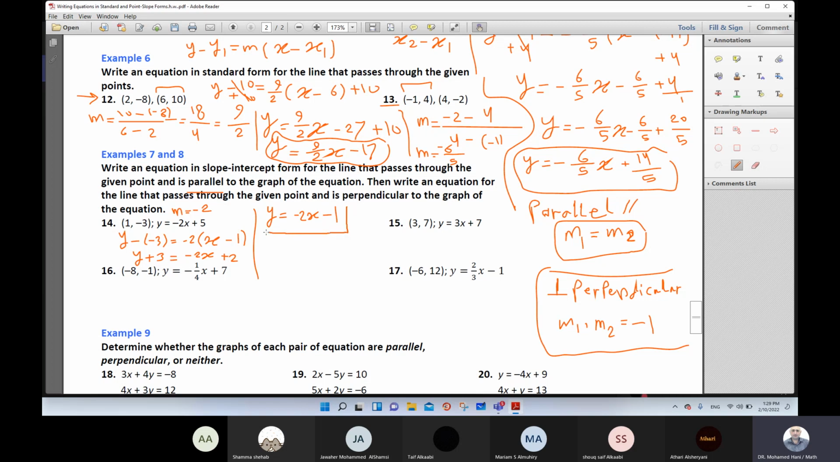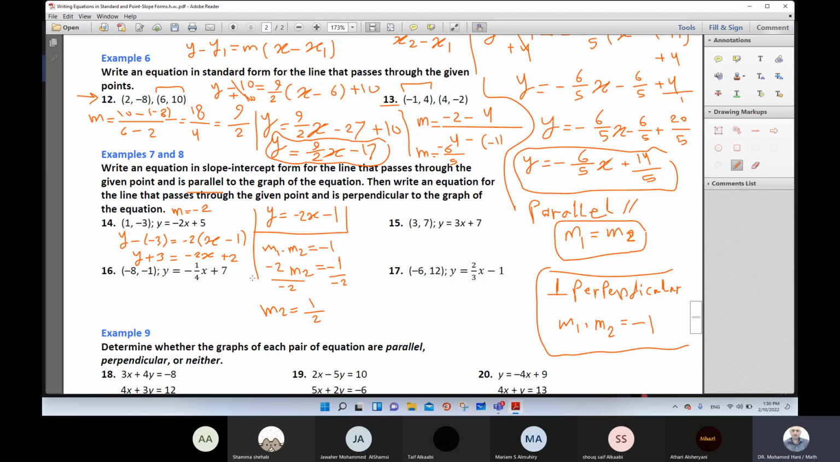The second case, we want to find the second line which is perpendicular to the same line here. We know the slope of this line. How to find the slope of the perpendicular line? You can use this rule: m1 multiplied by m2 equals -1. We know m1 is -2, so -2 times m2 equals -1. We can divide the two sides by -2. So -2 divided by -2 remains m2 equals negative divided by negative is positive, so the answer will be 1/2.